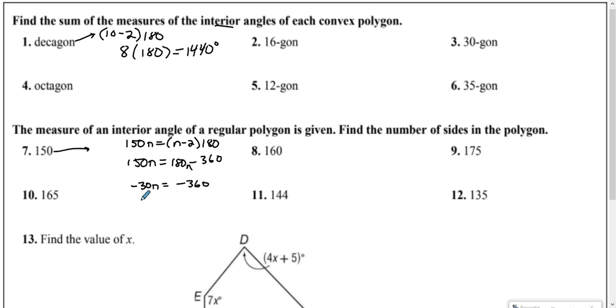And divide both sides by negative 30. And I get, let's see, 3 goes into 36, I think 12 times. Okay. So that's how many sides that has. So that's how you can do all of those. Okay, so all these one way, all these another way. Shouldn't be too much of a problem.